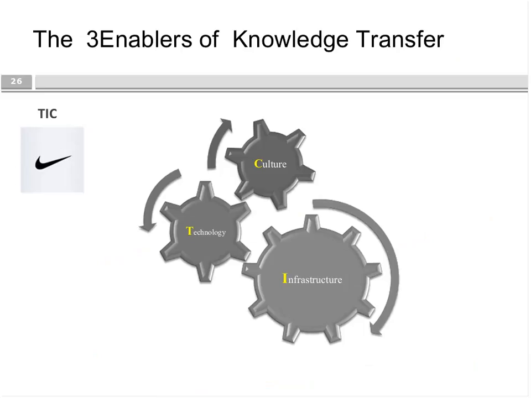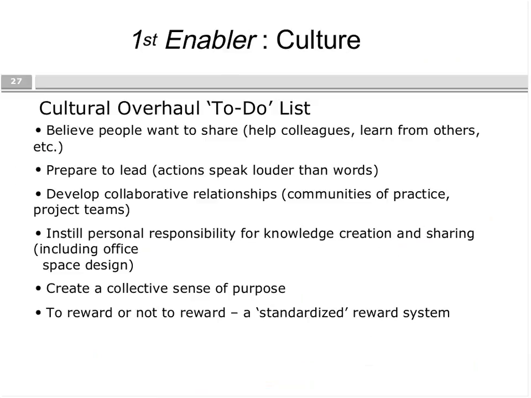There are three enablers of knowledge transfer: culture, technology, infrastructure. Well, the first enabler, culture. Cultural overhaul to-do list. Believe people want to share. Help colleagues learn from others, etc. So, people generally want to share.